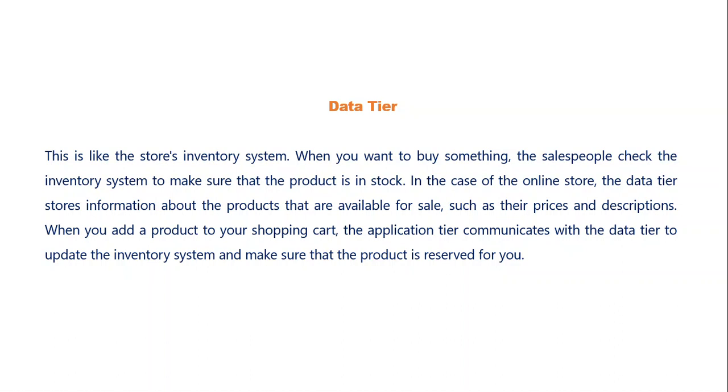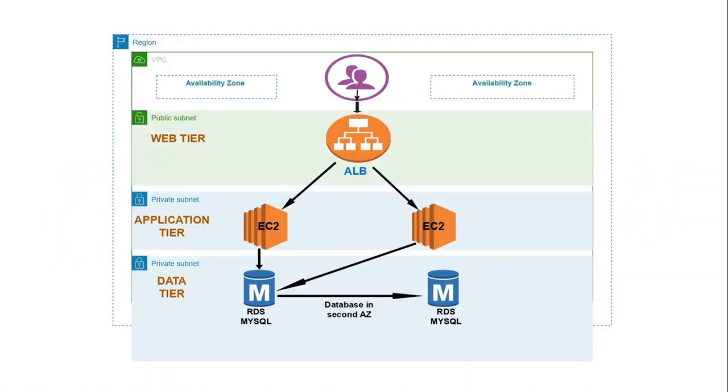Now let me take you to the architecture of this project. We'll be running this project in a particular region, and then we'll create our own custom VPC. After creating the VPC, we'll deploy VPC components like the internet gateway, the NAT gateway, and subnets. We'll have a public subnet for the web tier, private subnets for the application tier, and a private subnet as well for the data tier.